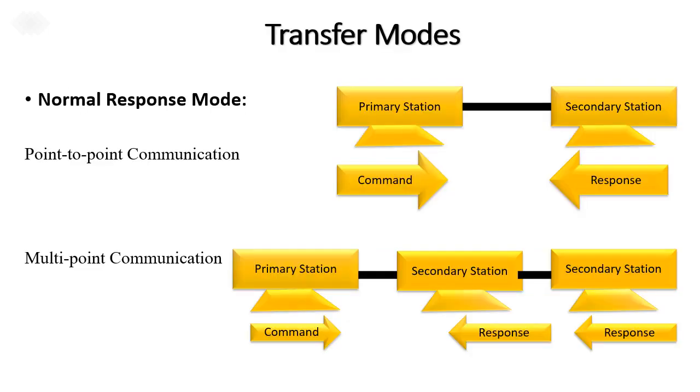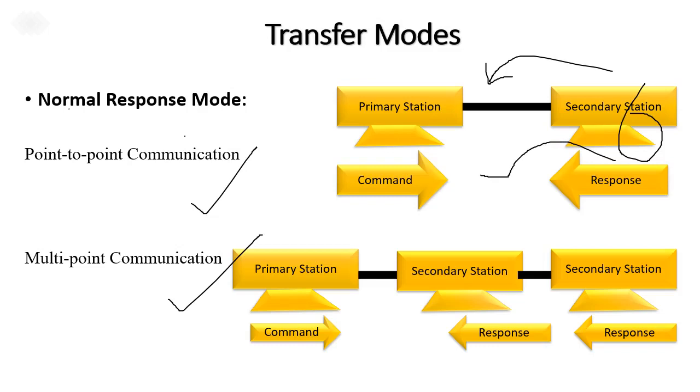Now, HDLC supports two types of transfer modes, normal transfer mode and asynchronous balance mode. Here, two types of stations are available, primary stations that send commands and secondary stations that can respond to the commands. It is used for both point-to-point and multi-point communications. In the point-to-point communication, the primary station sends the commands to the secondary station and the response is given by the secondary station to the primary station. And in the multi-point communication, the primary station sends the command and two secondary stations give the response to the primary station.